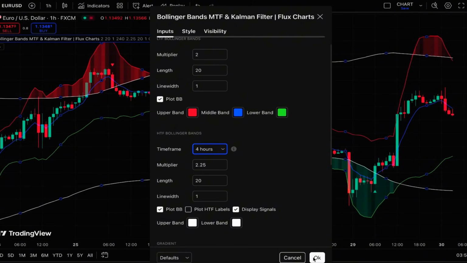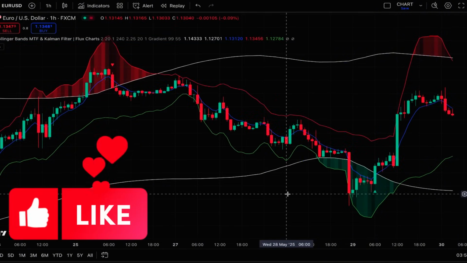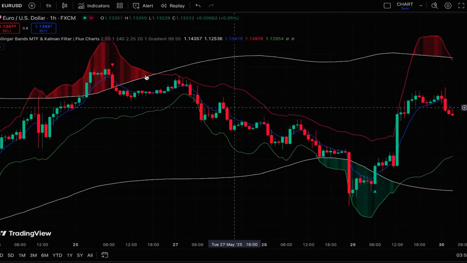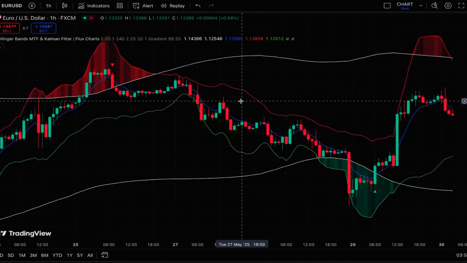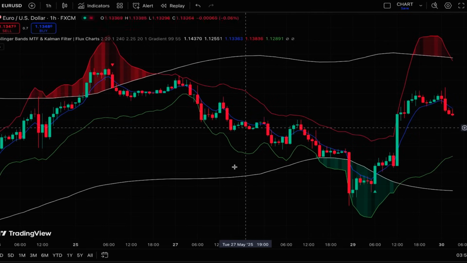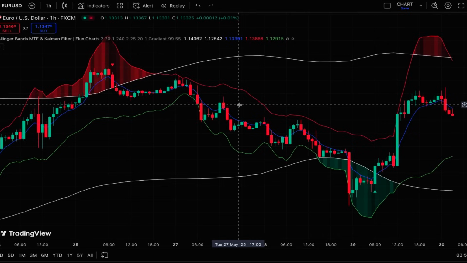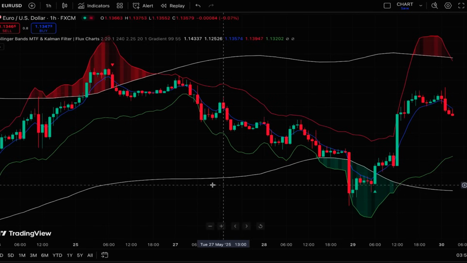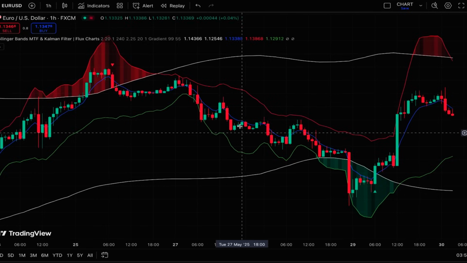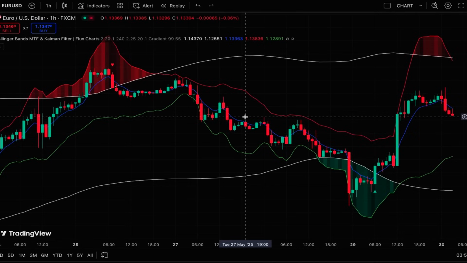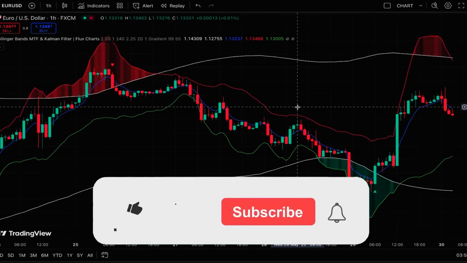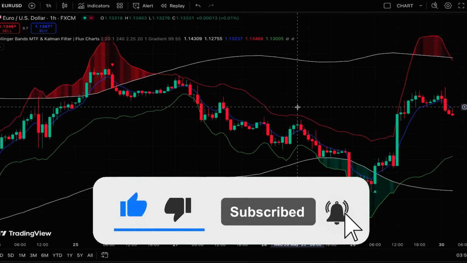So here on this chart we have two Bollinger Bands. We have Bollinger Bands based on the chart time frame, which are shown by the help of these red and green bands, and we have a Bollinger Band based on a higher time frame, which we set at 4 hours time frame, and they are shown by the help of these white bands. You can clearly see that the Bollinger Bands from the higher time frame is wider and the Bollinger Bands from the current time frame is tighter.